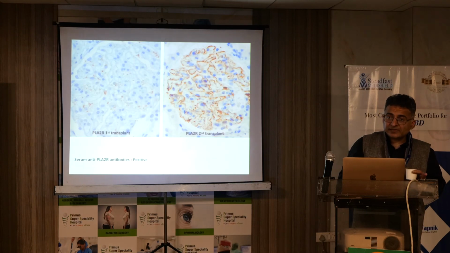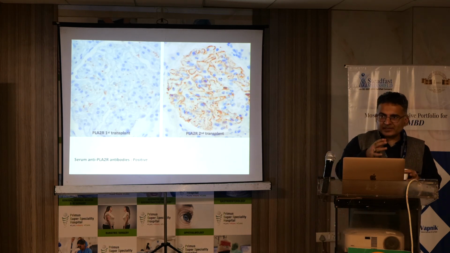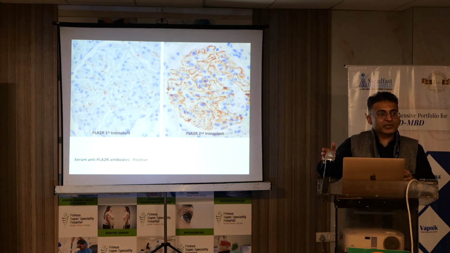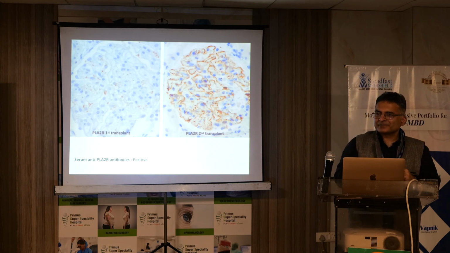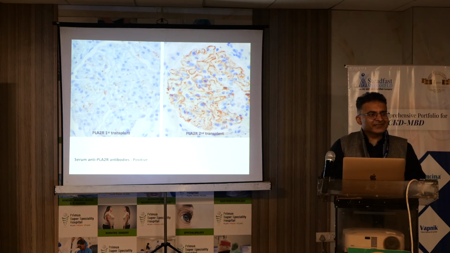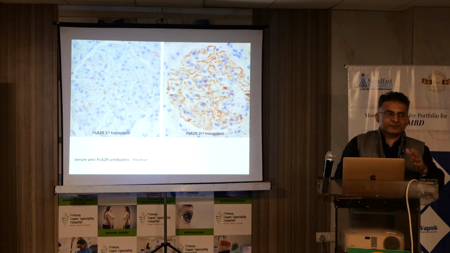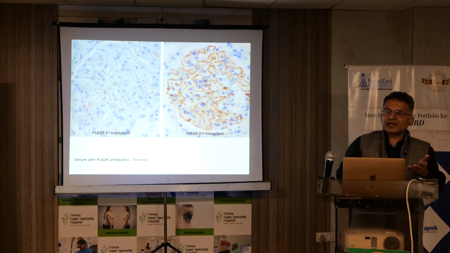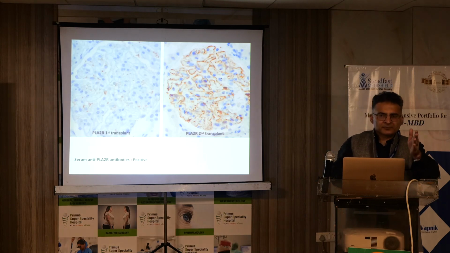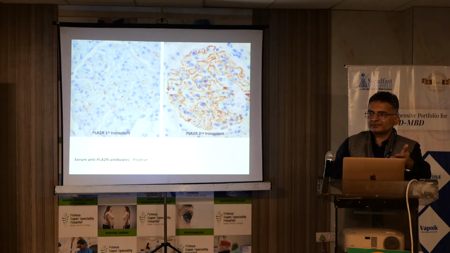So I'll just run through, I've already showed you. PLA2R was done on the first transplant, it was showing minimal granular staining, then on the second transplant, it was positive. So MGN was there in the first transplant and it presented as nephrotic range proteinuria 9 months after second transplant. So what could have been done in this case? Could you do something different? This patient was taken for second transplant. What could have been done before that? If weightage was given that this is membranous, you could have done serum anti-PLA2R level. You could have waited for the levels to settle down before going for the second transplant.